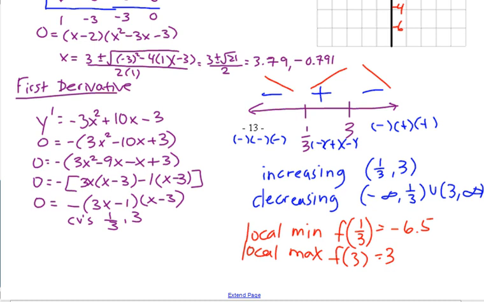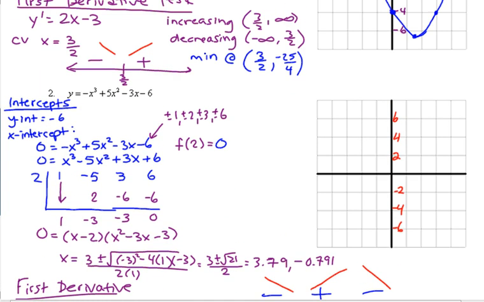Okay, so let's sketch this now. First thing we want to plot is our intercepts. Do the best that we can. We want to have one at 2. Where else? 1/3. 3.79. We're doing intercepts. The y-intercept is negative 6. Another intercept 3.79 and negative 0.791.